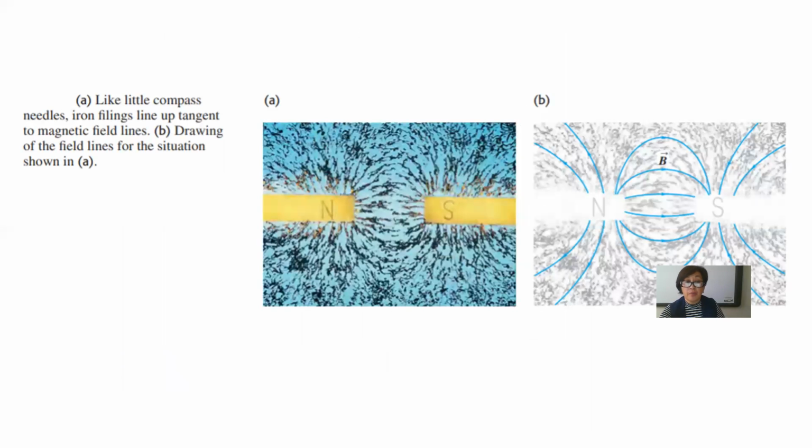And here, little compass needles and iron filings line up tangent to the magnetic field lines. And in B, here we are drawing field lines for the situation shown in figure A. Here this is closed, and here this is closed, and here is the direction of the magnetic field.